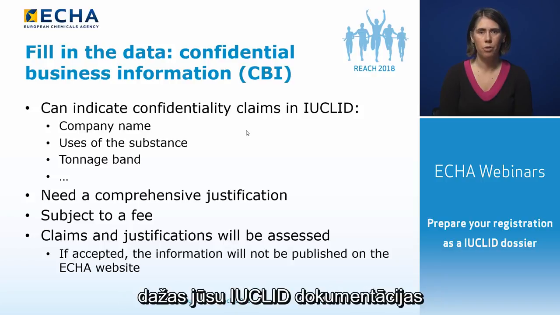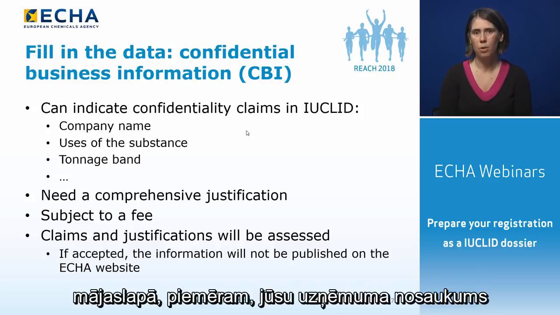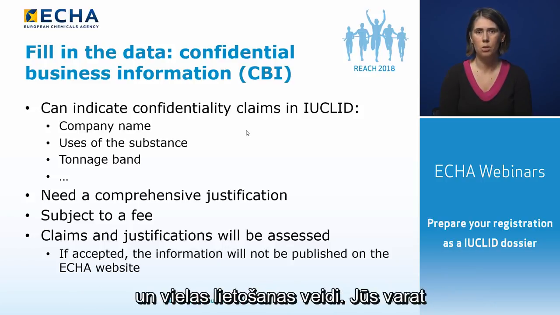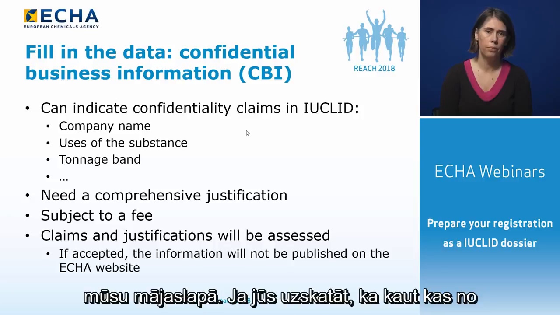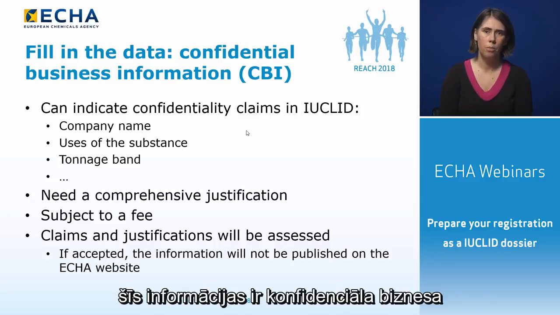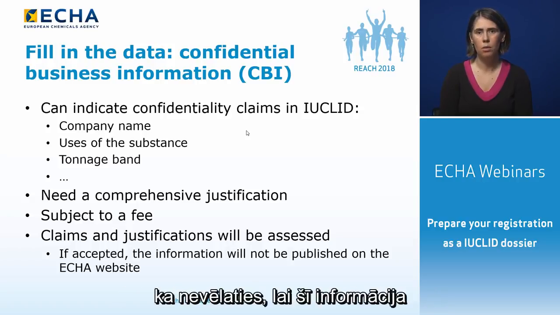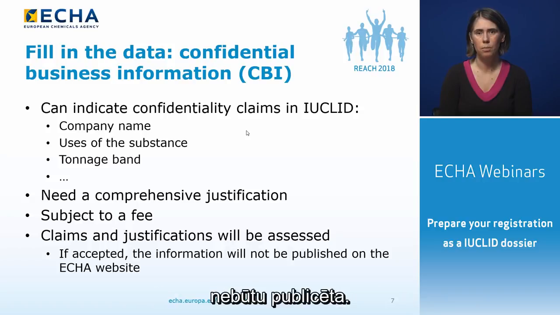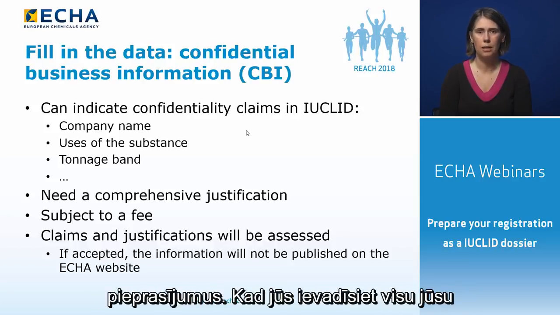Remember that some parts of the information in your IUCLID dossier will be published on the ECHA website, such as the name of your company and the uses of the substance. You can find the full list of possible claims on our website. If you consider some of this information to be confidential business information, you can indicate in IUCLID that you do not want this information to be published. You will then need to enter a comprehensive justification in IUCLID and pay the fee in addition to the registration fee. After registration, we will assess all your confidentiality claims.